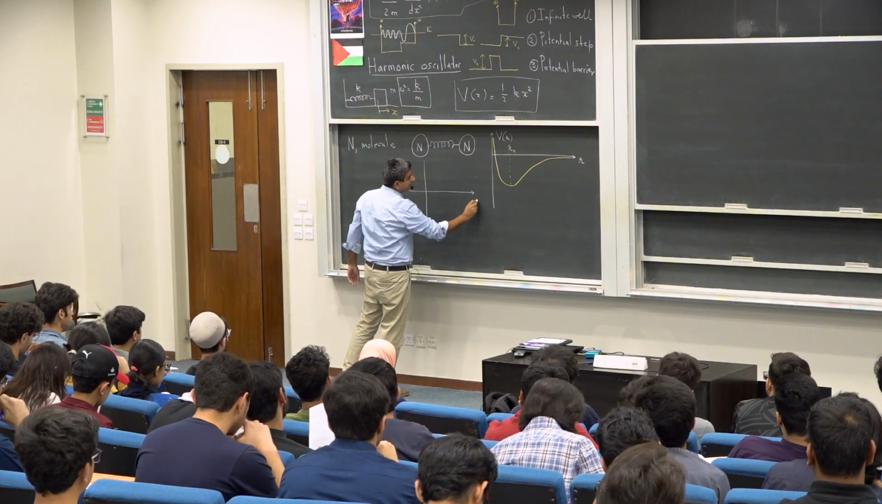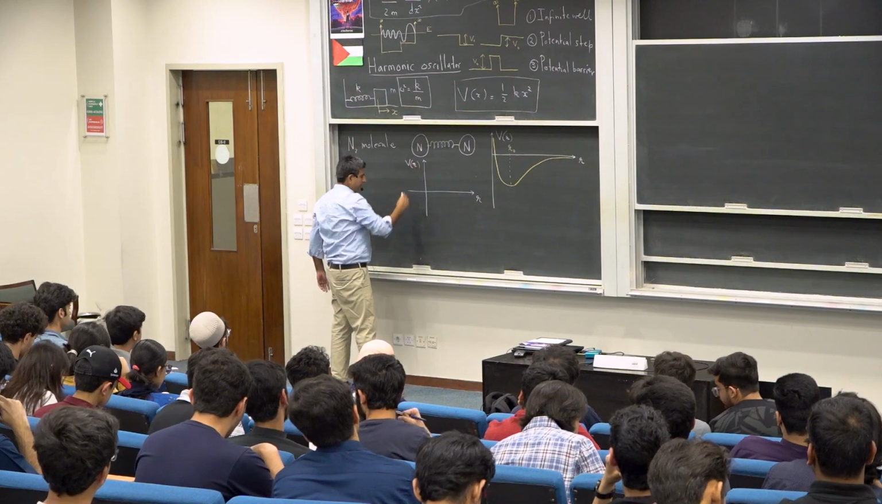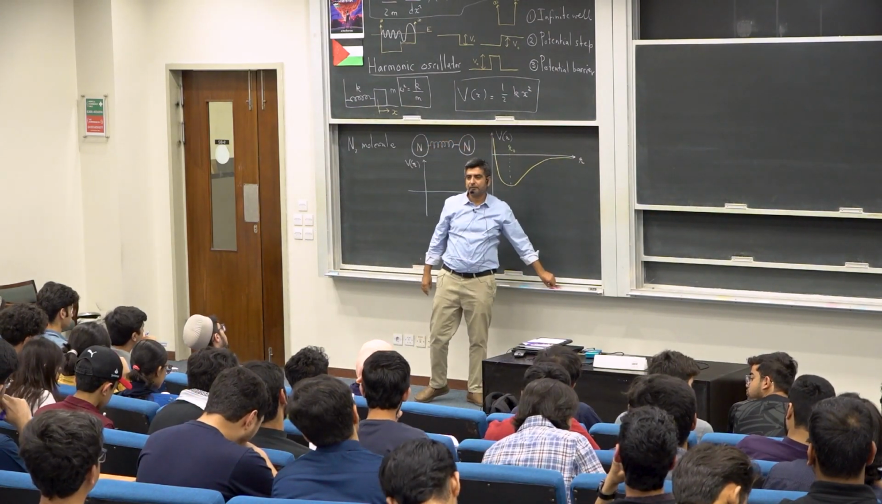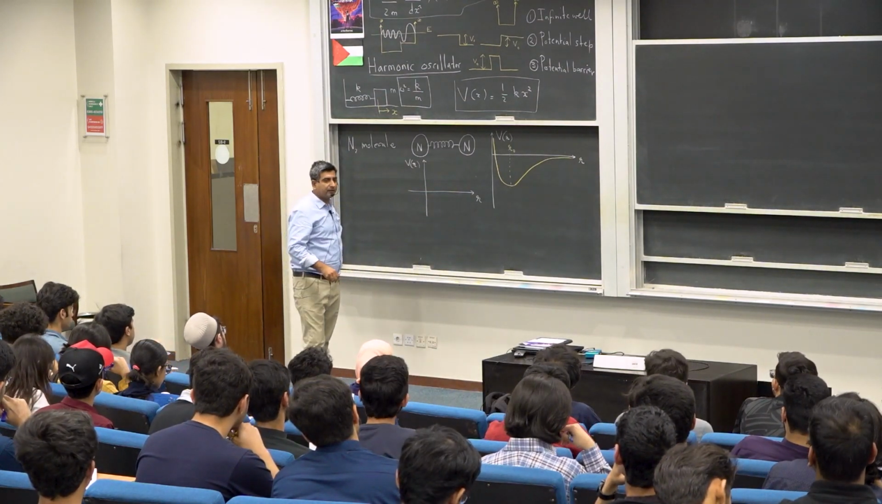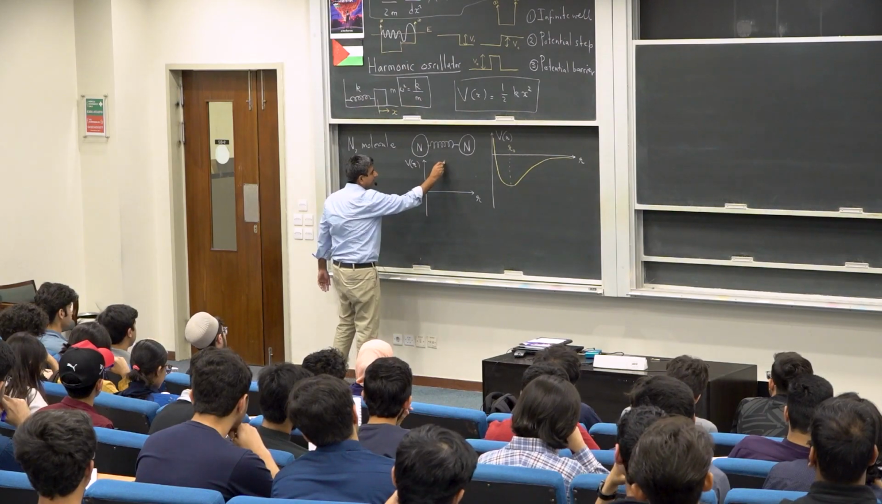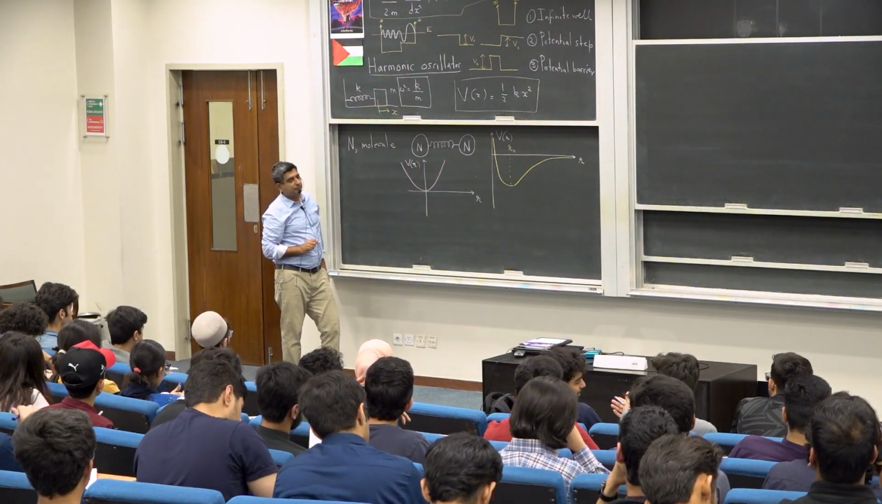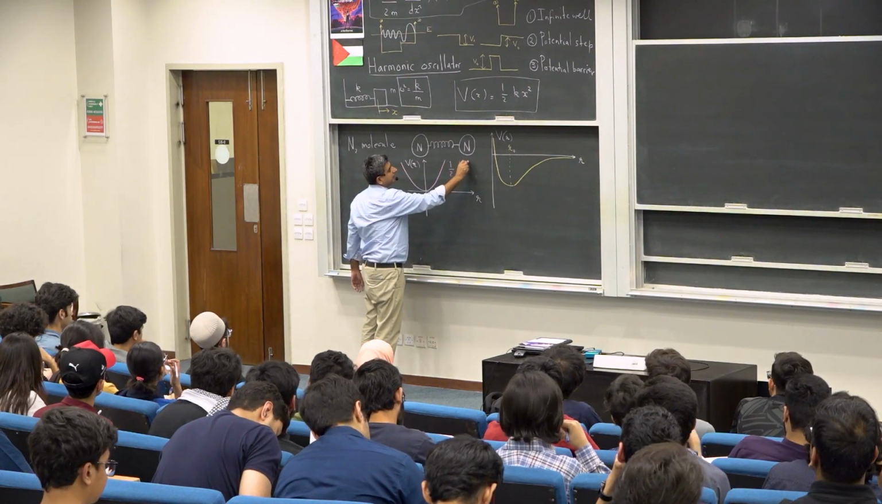Say, instead of x, I use r, Vr. So what does that curve look like? What does this look like? It's a parabola, right? It's a parabola, it looks like this. So this is some half k r square.